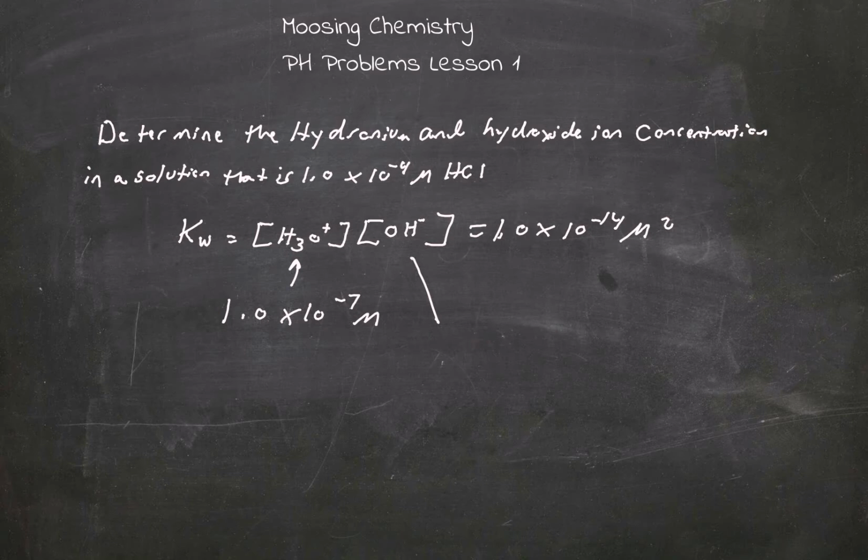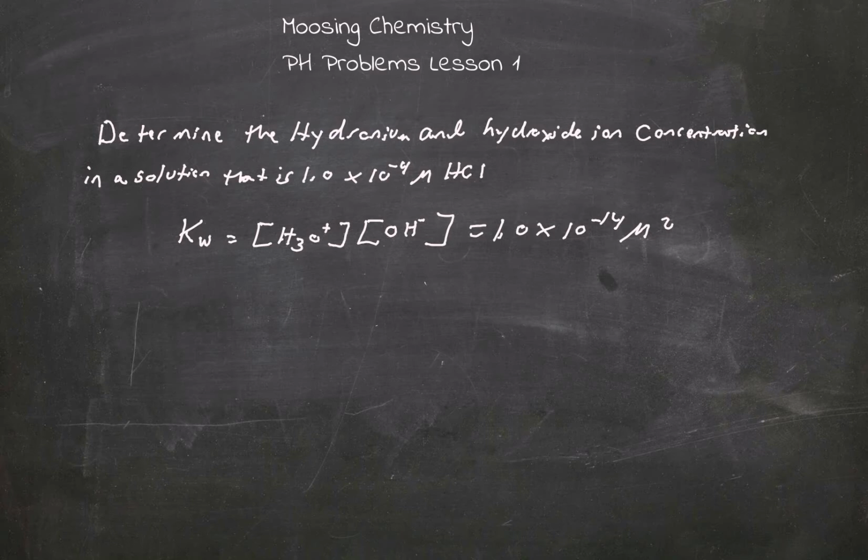So let me go ahead and erase all this out as much as I can, and we'll be working this problem right away. Okay, so now it says, determine the hydroxide and hydronium ion concentration in a solution that is 1.0 times 10 to the negative 4 molarity HCl. Since that's the acid, that goes with the hydronium ion, which was H3O. So we're going to be looking for the hydroxide concentration. That's that one there.